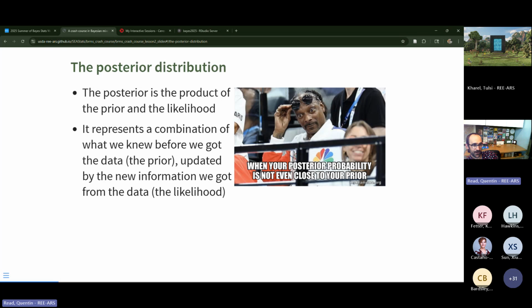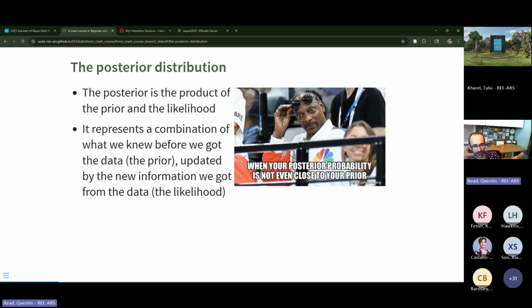So yes, the posterior is a product of the prior and the likelihood. I try not to overdo it with the memes, but every now and then you have to throw one in, right? The posterior is a combination of what we knew before we got the data, updated with new information that we got. And just like we were talking about with Bayes factors, if the new information changes our beliefs a lot, the posterior will look very different from the prior, and it's more surprising to us, right? If the new information just confirms what we already knew, that shouldn't change our prior that much, and we'll keep it about the same.